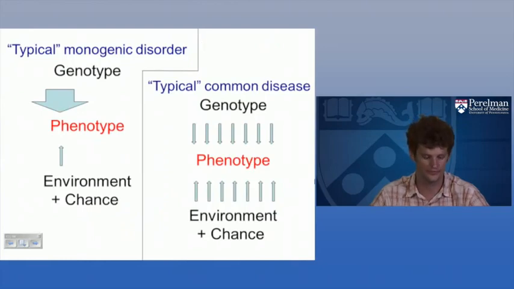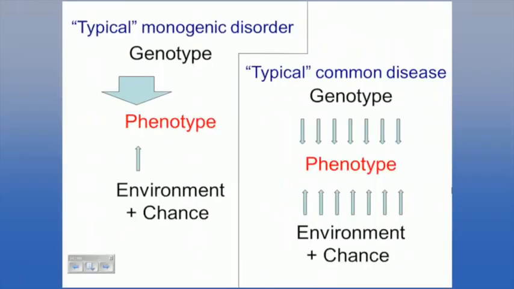Okay, so just to add one more wrinkle: in the typical monogenic disorder, you have this simple genotype-phenotype relationship, with environment and chance playing a fairly minor role. For typical common diseases, you have fairly small influences from many different genes on the phenotype, but then you also have many different environmental modifiers, as well as chance potentially playing a role in stochastically modifying the phenotype.